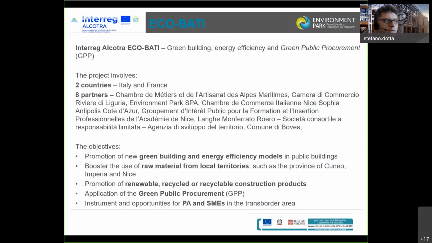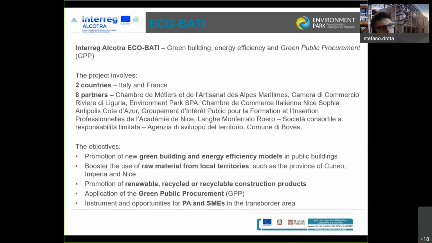This project was financed by the Interreg Alcotra program, which is a cross-border Interreg program between Italy and France. So the countries involved in this project are only two, Italy and France, of course. It had the participation of 8 partners, mainly Chambers of Commerce, but also some technical partners like Environment Park. And also the participation of some really small municipalities, mainly on the Italian side.